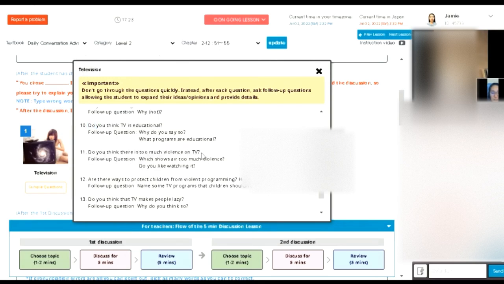Okay, this one. I'll type it into the chat box. I cannot. Okay, this one. Do you think there is too much violence on TV? Too much, do you think? I think maybe some TV programs are, but maybe some don't have. Maybe like cartoons don't have. Yes. So it matters what TV program you look at. Oh, okay. So did you watch some of the TV programs that have violence? No. Not yet. Okay.